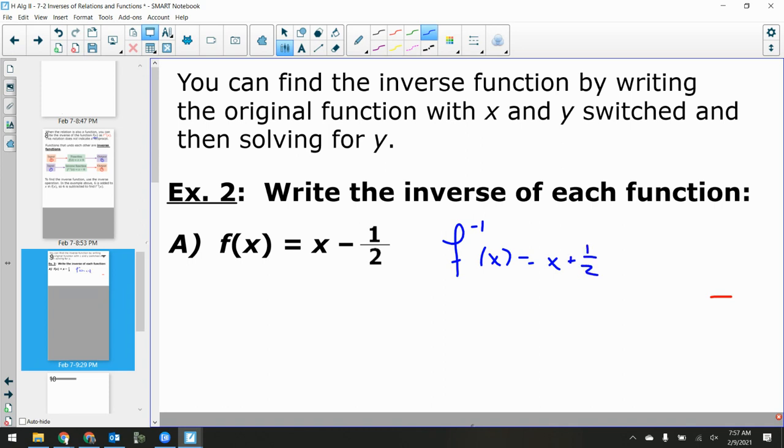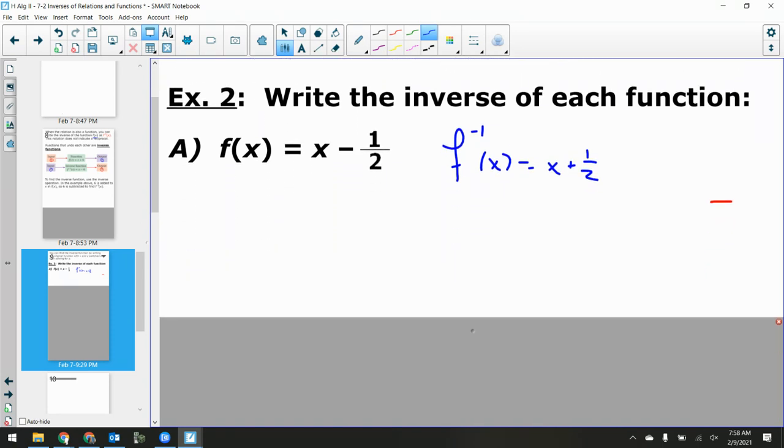Well, what did we do with the coordinates? We swapped x and y, right? You do the exact same thing with the equations. You can find the inverse function by writing the original function with x and y switched, then resolving for y. Here's what I mean here.